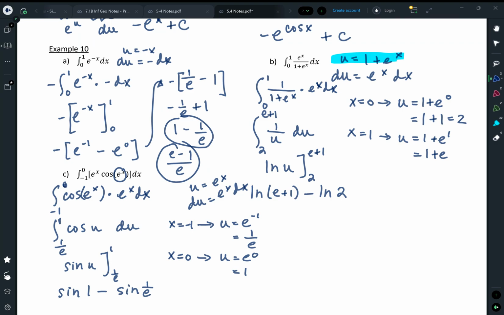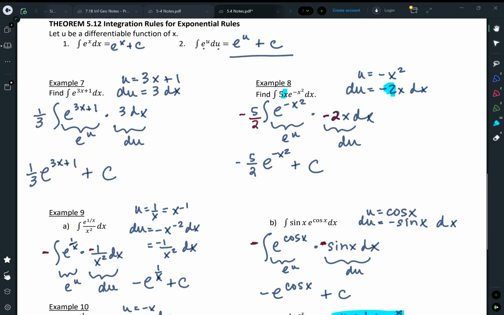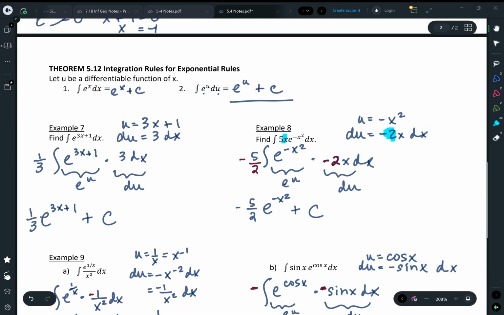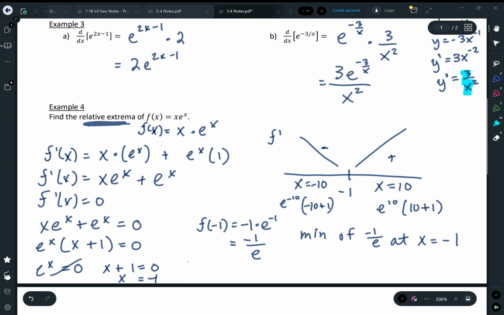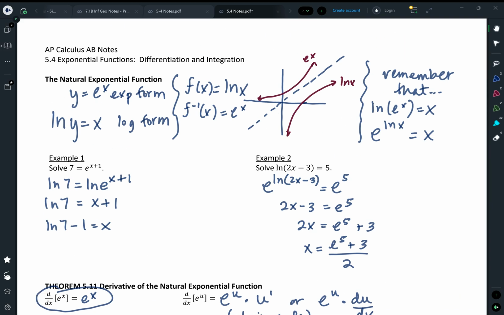All right, so I like that we had a little review here of u substitution. I do think e to the x power is pretty easy to work with as far as derivatives and integrals go. And hopefully we had kind of a good refresher of exponential properties and log properties as well.